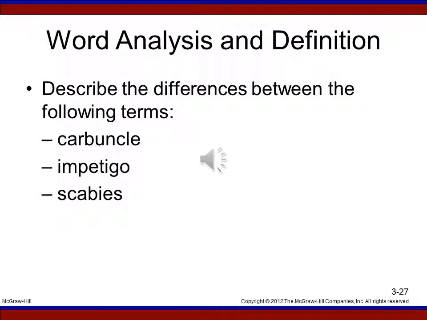Let's take a look at these words here. It's word analysis and definition time. Describe the differences between these terms: carbuncle, impetigo, and scabies. Carbuncle is an infection of many hair follicles in a small area, and it's often on the back of the neck. It may look like those razor bumps on the back of a person's neck. Impetigo is an infection of the skin that produces thick yellow crust. And scabies, as we discussed earlier, is a skin disease produced by mites.